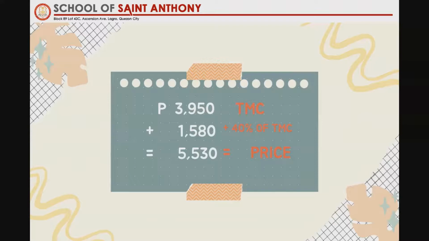Okay, you have a total of 3,950 for your total manufacturing cost. Let's say your desired income is 40% of your total manufacturing cost. So that's an amount of 1,580, meaning you have to sell your product for 5,530.